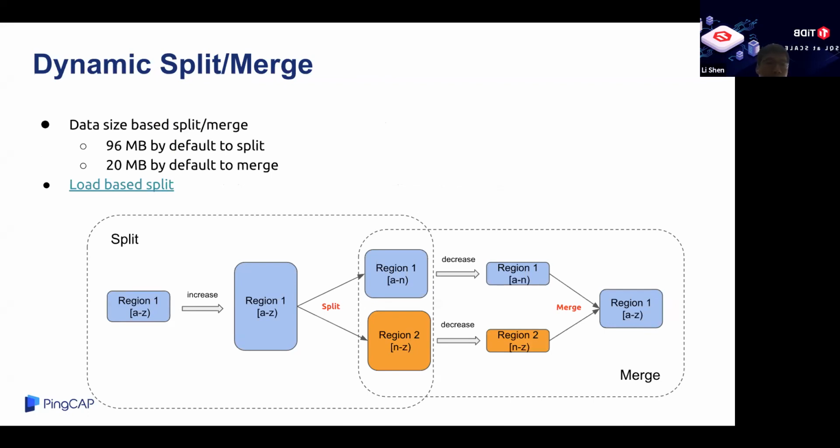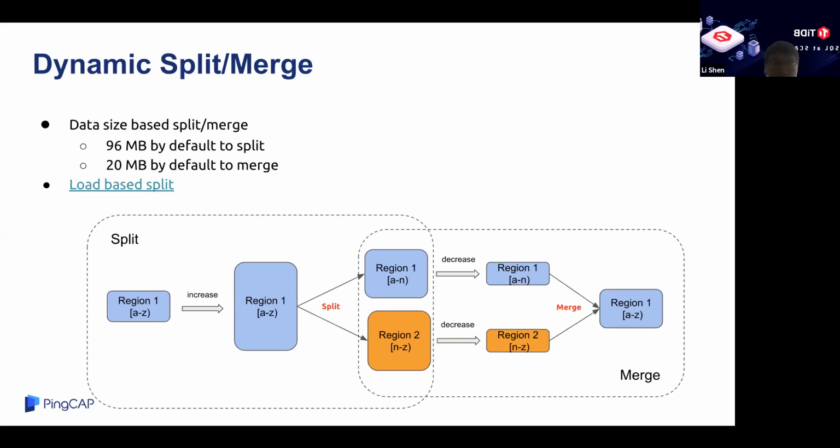When you start, there's only one region, and when data is inserted into the TiDB cluster and the region size exceeds some threshold, for example 96 megabytes by default, the region will automatically split into two regions. When you delete data from TiDB and the data volume in a region is too small, TiDB will merge the region into one region to reduce the region number.